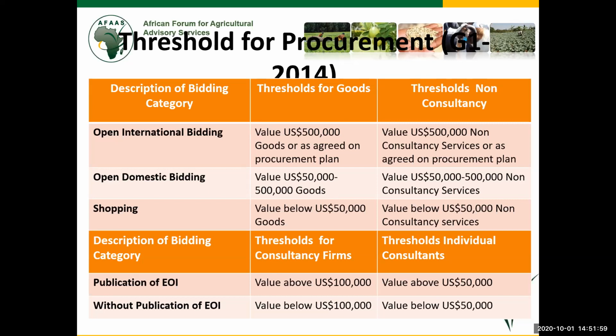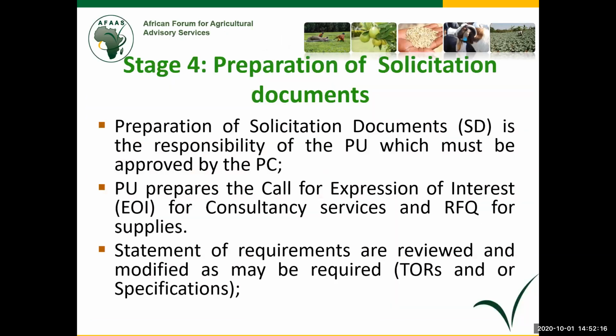Most of what we are using now is without publication of expression of interest. We are just saturating. You use your website and so on, and you tell them this is the call, these are the terms of reference, because all the procurements are below $50,000. Next is the preparation of the solicitation document. The solicitation document is nothing other than, for example, for goods, we make a simple request.